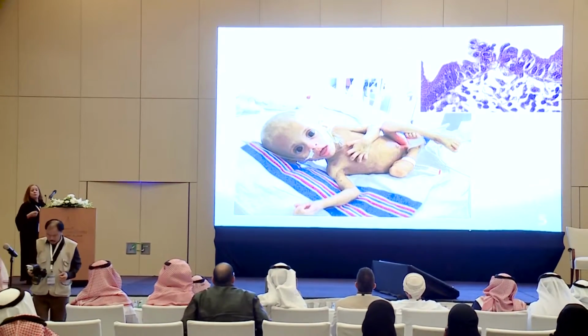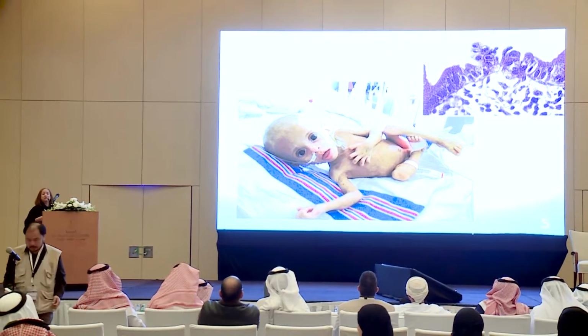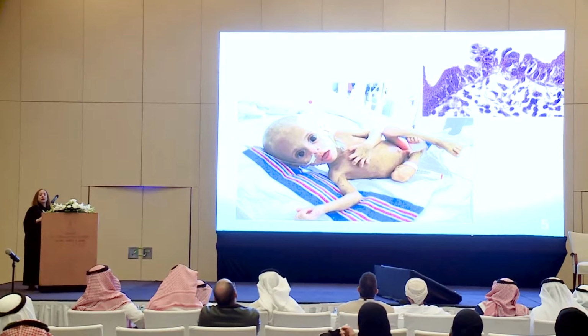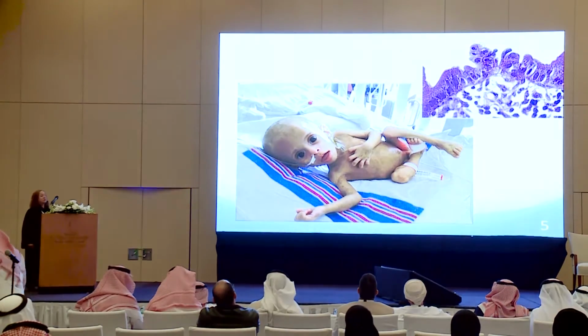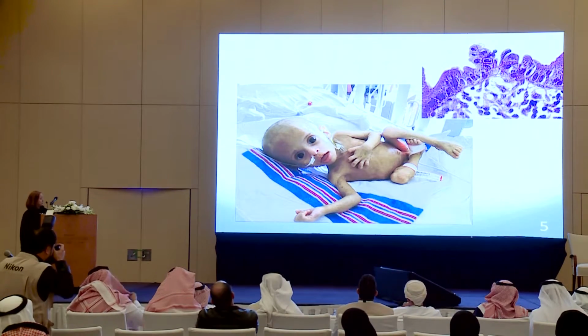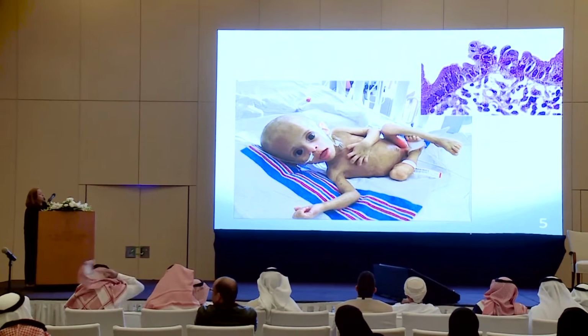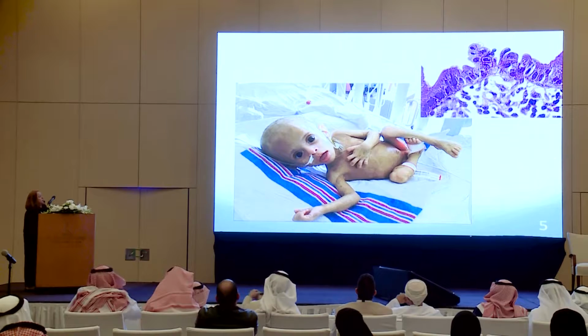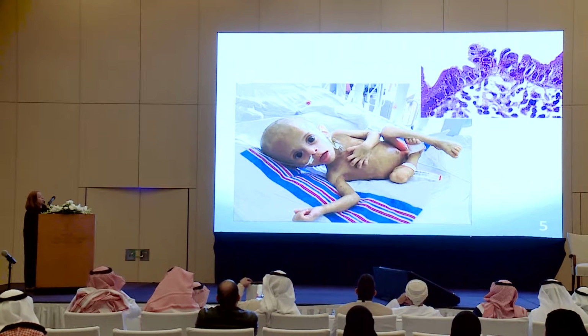And because one picture is 1,000 words, this is actually a Saudi national that came to us about 4 years ago. He was 18 months and his weight was less than 3 kilos. He has a condition called Tufting enteropathy, and here is the picture of the condition.